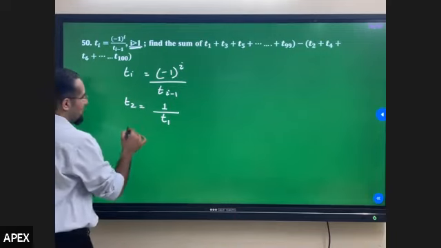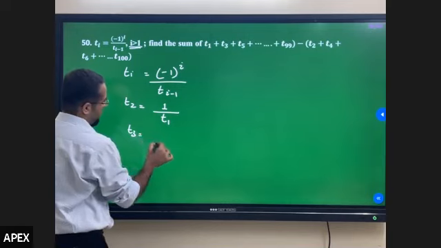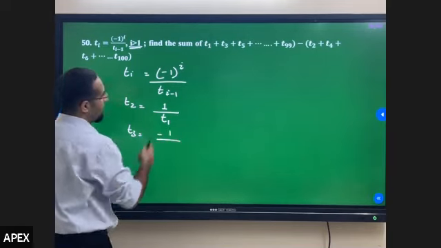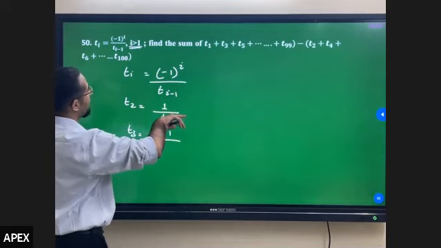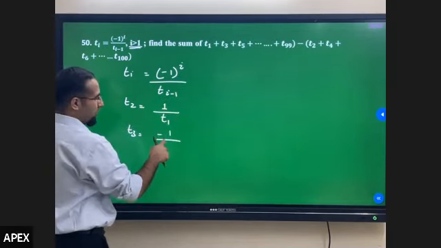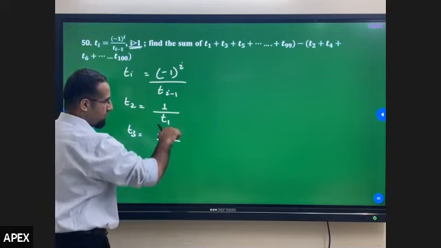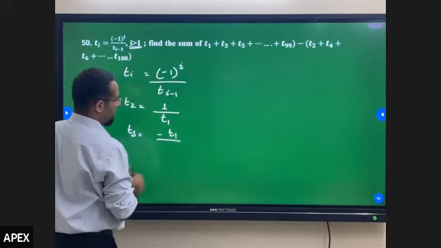Okay. So what is T3? That's minus 1 divided by T2. T2 is 1 by T1. 1 by T1 goes up. So minus T1.